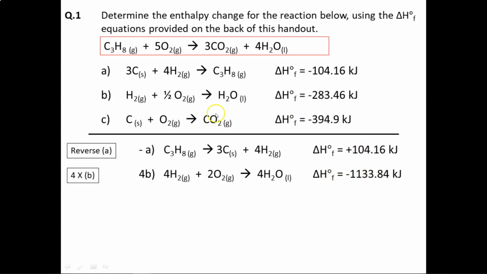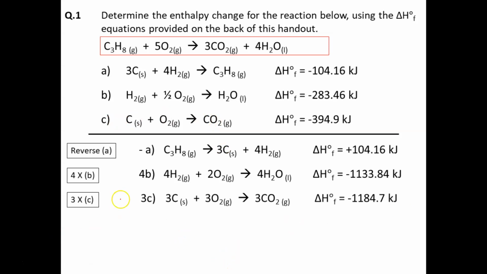Same thing with the carbon dioxide. It's on the right-hand side, the product side, so that's okay. But the target equation has 3 carbon dioxides, while this currently only has 1. So I'm going to multiply this equation, C, by 3. But don't forget, you also have to multiply the enthalpy value by 3 as well.